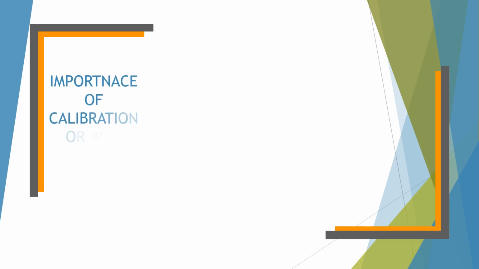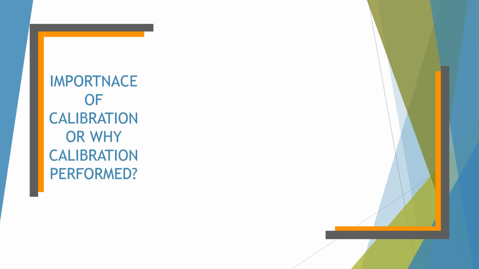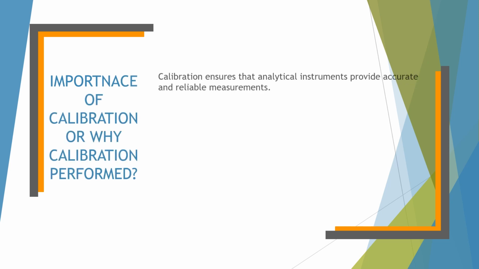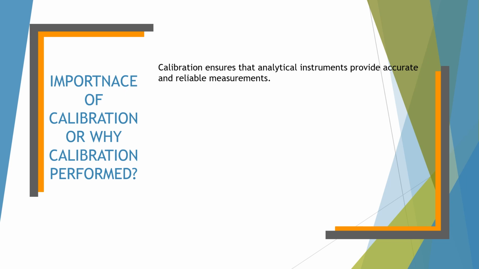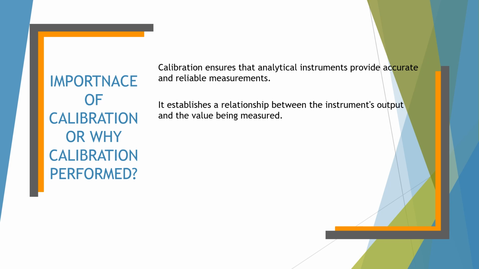Now in this slide we will discuss the importance of calibration, or why calibration is performed, right? When you perform calibration of your equipment at a defined frequency, it ensures the equipment provides accurate and reliable measurement, right? That means results observed are matching with the specification limit. Next, it establishes a relationship between the instrument output and the value being measured. That means your equipment acts as expected, right?